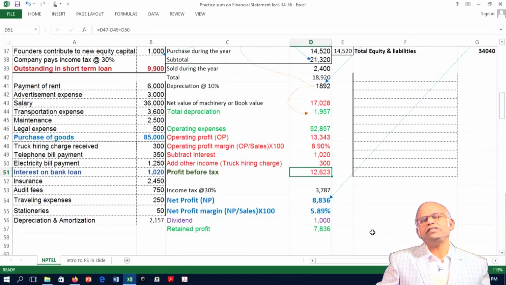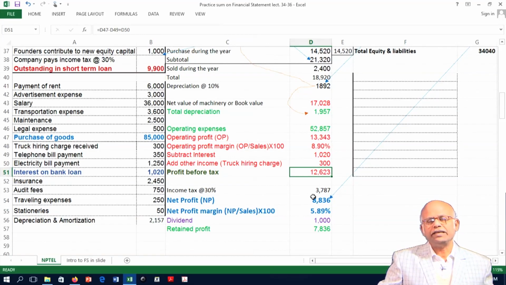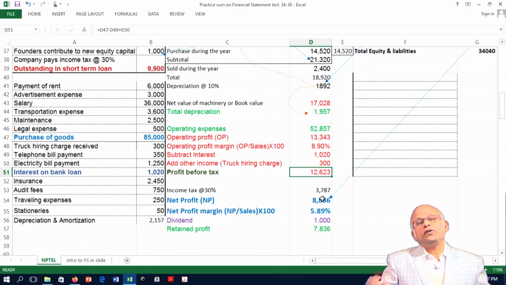Now, we pay tax on this depending on the tax slab. If you are a proprietorship company in India, still you are paying 30% tax, whereas if you are corporate like say single person company or private limited company or even partnership firm, you pay tax as per the current rule, which is 17%, and with other charges becomes 22%. So, income tax as per 30% rule is 3,787 on 12,623. So, net profit becomes 8,836.